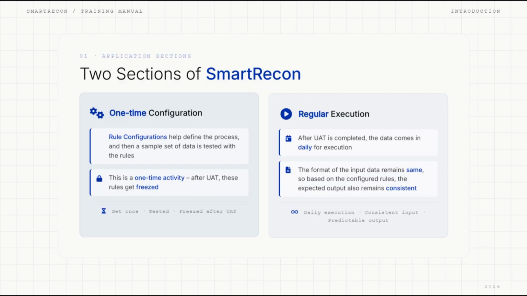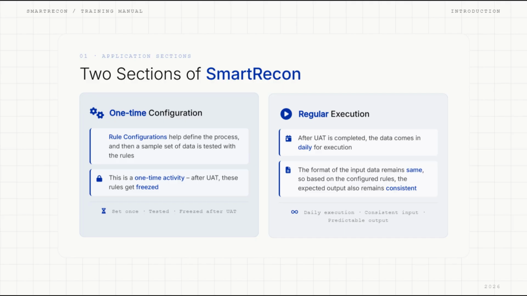Smart Recon can be divided into two main sections. The first section is one-time configuration. This is where the rule configurations are defined to establish the process. A sample set of data is then tested against these rules to ensure everything works as expected. This is a one-time activity. After UAT or user acceptance testing is completed, these rules get frozen and are not changed frequently.